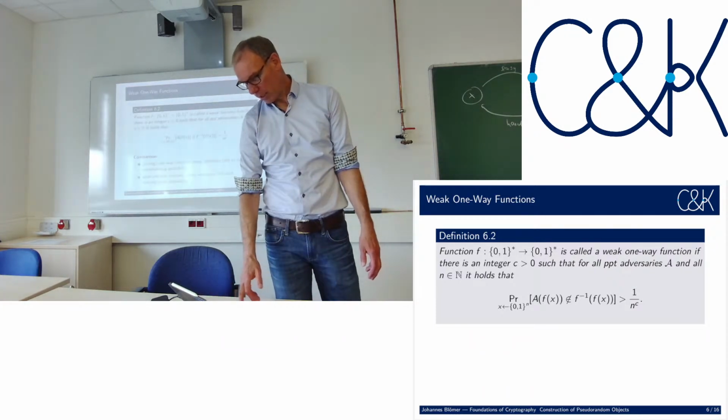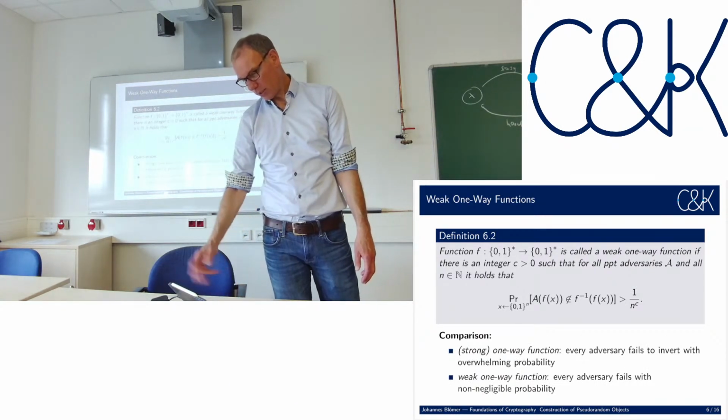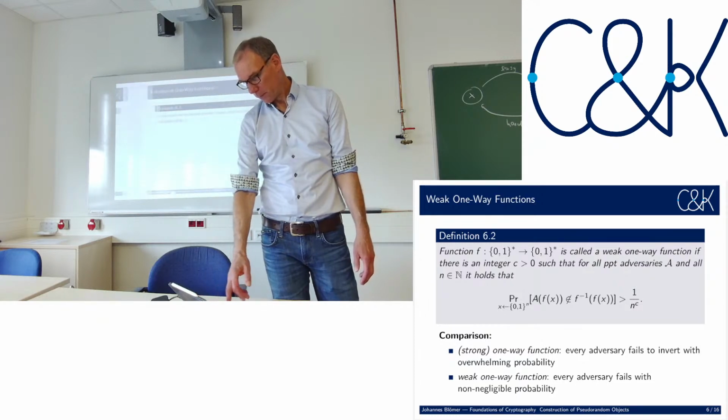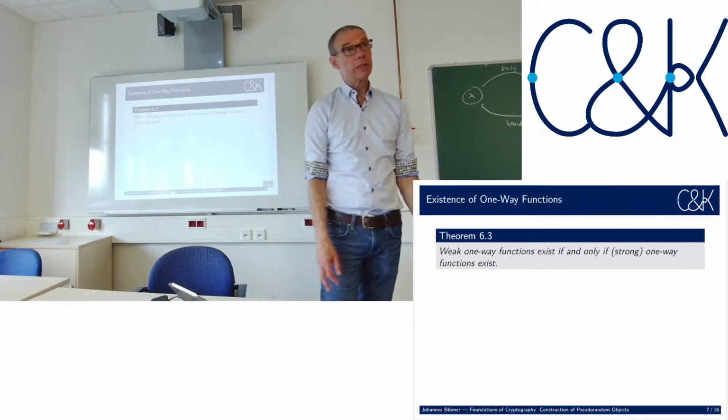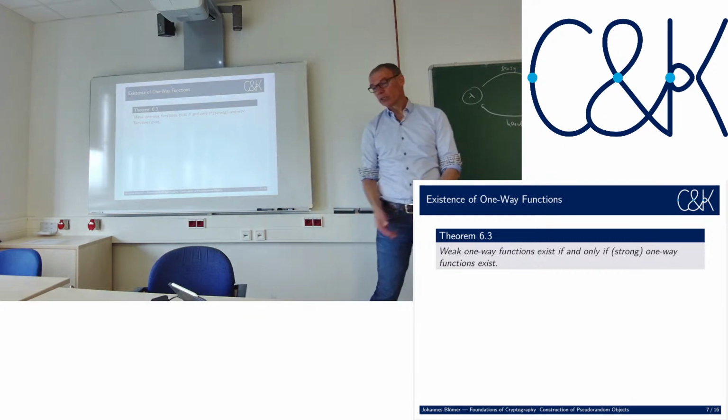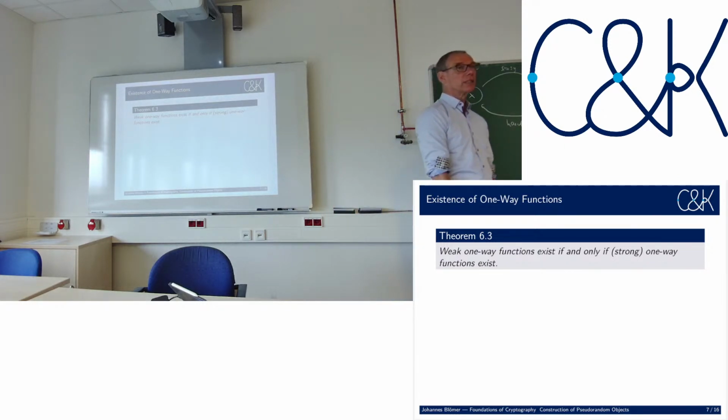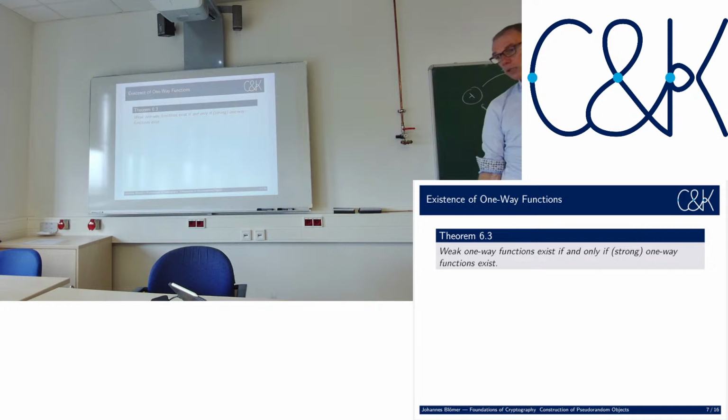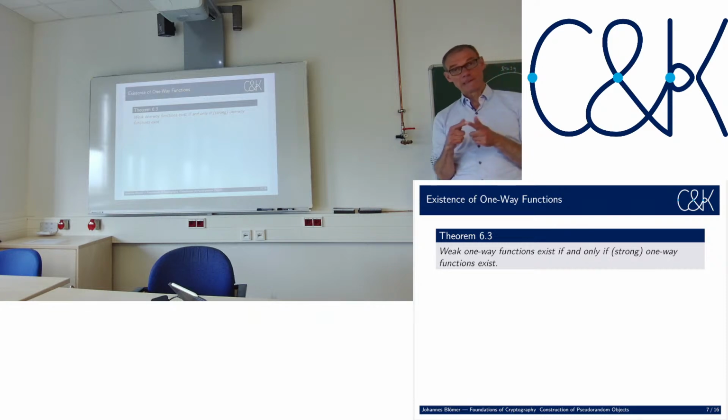Now, the interesting thing is, so this is a comparison. The interesting theorem is here that weak one-way functions exist if and only if strong one-way functions exist. This theorem does not say that weak one-way functions are strong one-way functions. It says that given a weak one-way function, you can construct a strong one-way function. Okay.